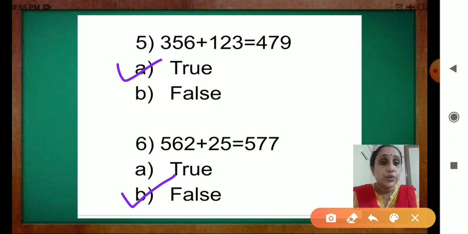So children, have you understood how to add the numbers? Don't forget to put the plus sign. Put the numbers in their correct place. First you will add in the ones place, then tens, then hundreds.